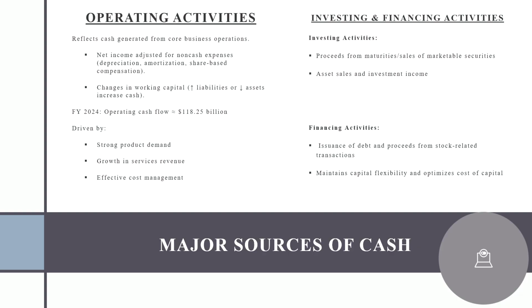Overall, operating activities is its main source of cash, generating about $118 billion in the 2024 fiscal year. Strong product demand, growth in services, and cost control all were reasons for this result. Adjustments for non-cash items like depreciation and working capital changes ensure accurate cash representation.